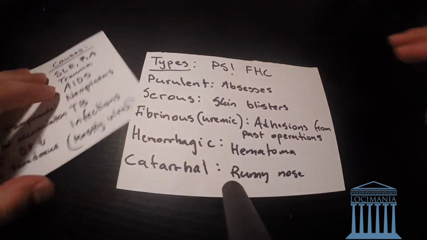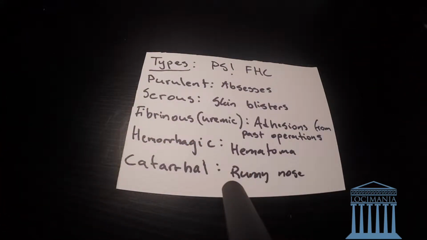Moving on to the types of pericarditis, you have 5 different types, and it all depends on the kind of fluid you have inside the pericardium. I call it PSFHC, as you can see on the top. You have purulent, which you can see in abscesses, serous, and skin blisters, often seen. Something called fibrinous or also uremic, and usually you can see that in adhesions from past operations. Hemorrhagic, hematoma, normally. And catarrhal, which is runny nose fluid, as you can probably imagine.